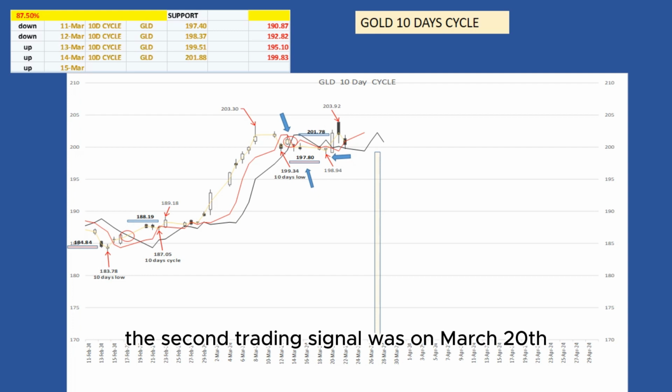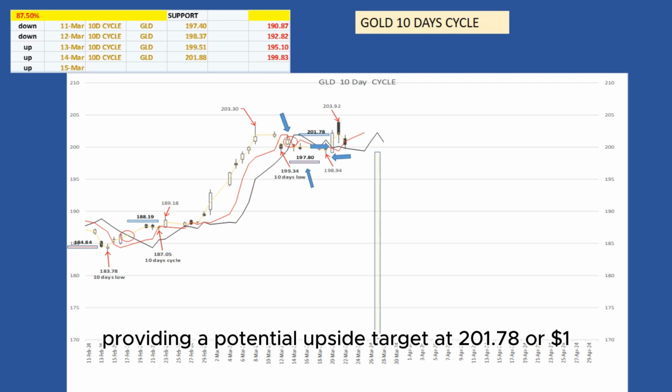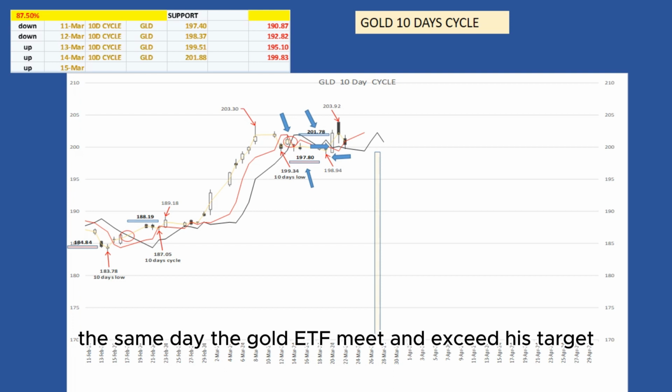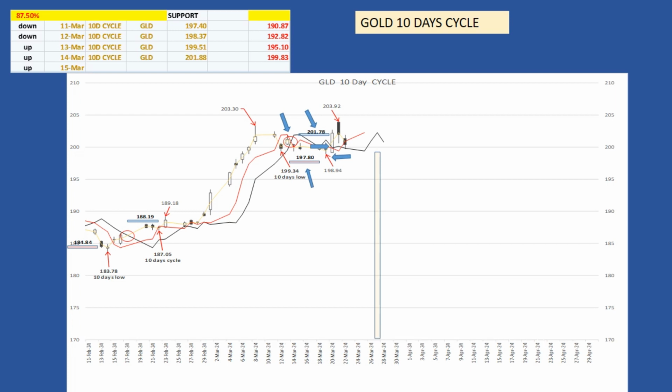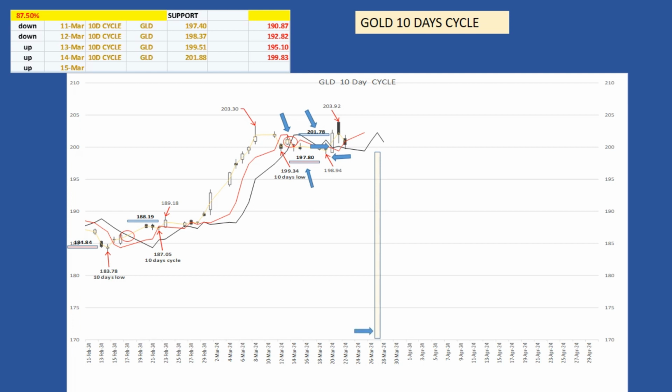The second trading signal was on March 20th, when the crossing occurred at 200.36, providing a potential upside target at 201.78, or $1.42 or 0.71% of potential profits. The same day the gold ETF met and exceeded his target to make a new high. The last 10 days cycle low was on March 19th and the next one is expected for March 26th.